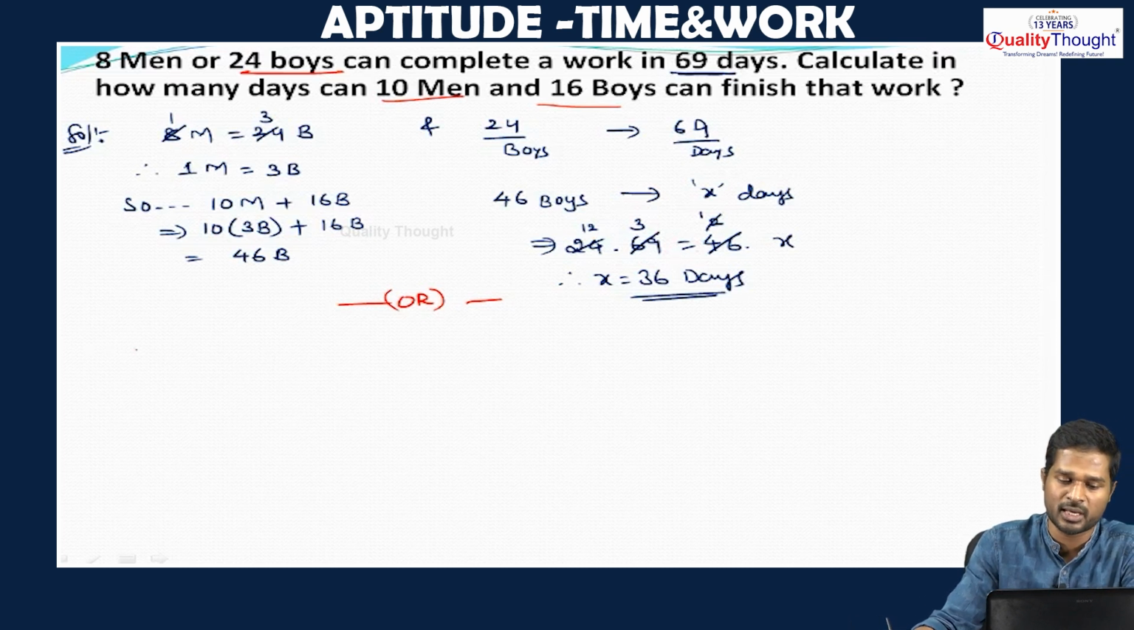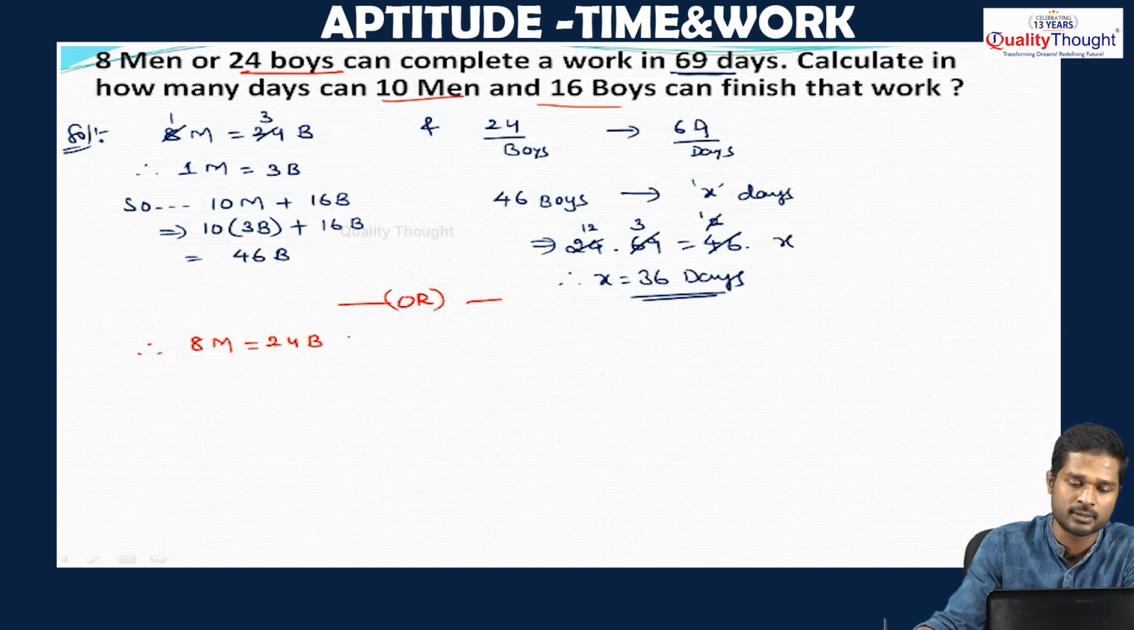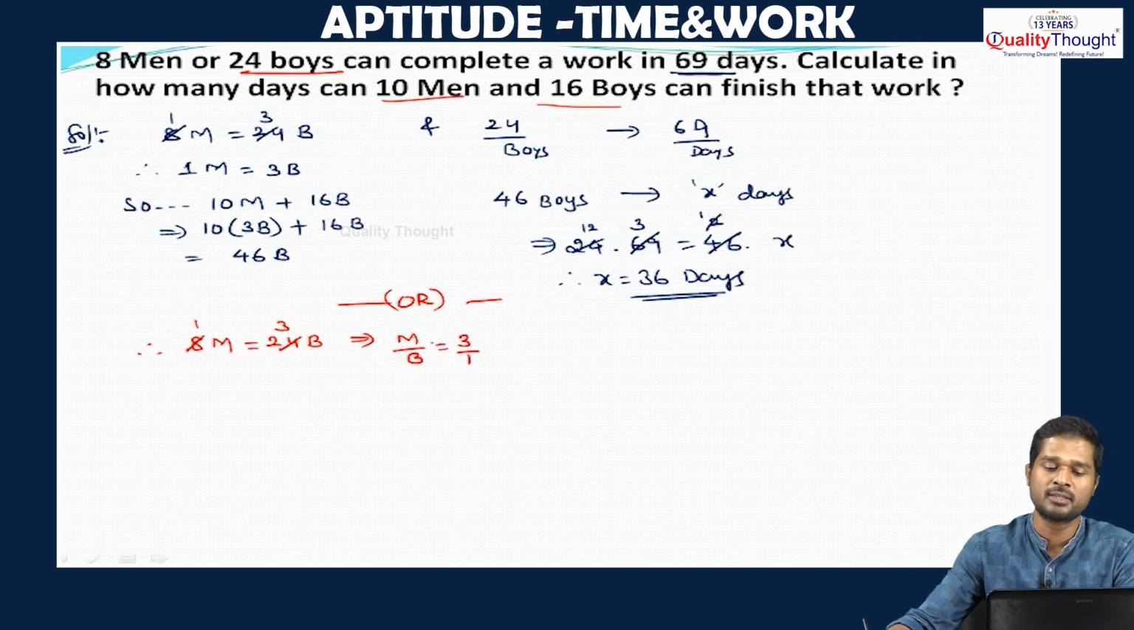Or the same question can be done in another way. See, again we will start with the same thing. The efficiency of 8 men is equal to the efficiency of 24 boys. That means 8 1s are 8 3s are. So, m by b is equal to 3 by 1. So, consider each man will do the work of 3 units and each boy will do the work of 1 unit. Now, check here what he has given.